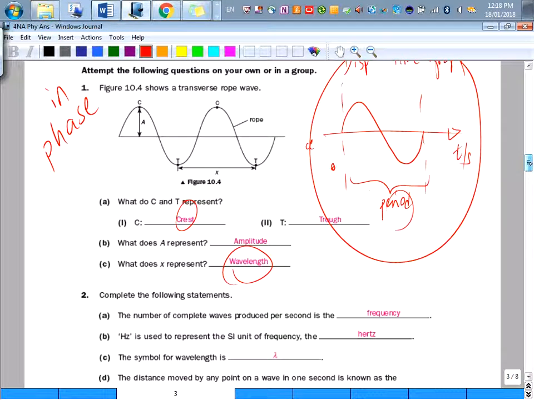Okay, let us consider the following statements. Number of complete waves produced per second is the frequency. We derived it, we talked about the equation yesterday, and the unit for frequency is hertz, H-E-R-T-Z. Know how to spell it. The symbol used is Hz, with a capital H and a small z. Symbol for wavelength is lambda.